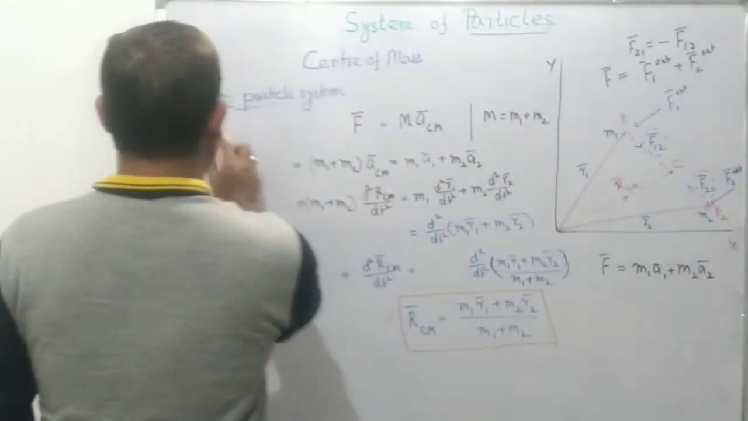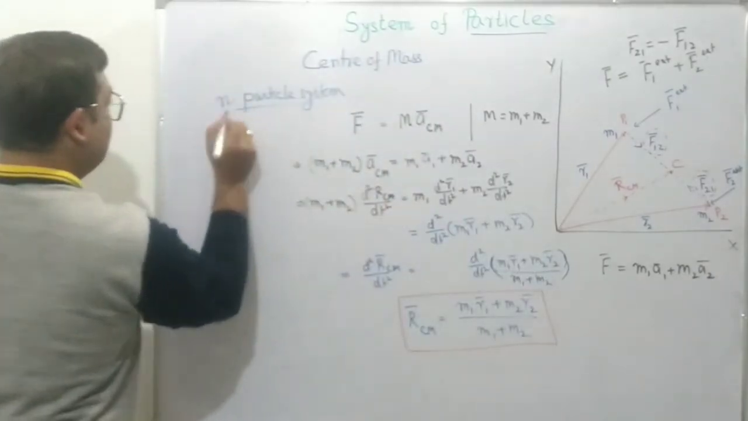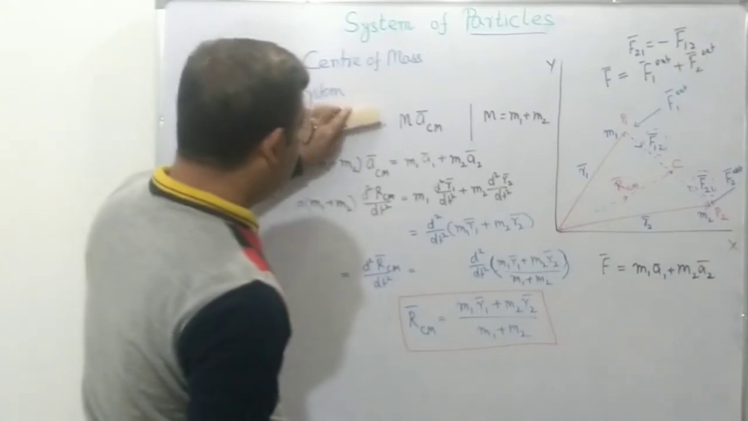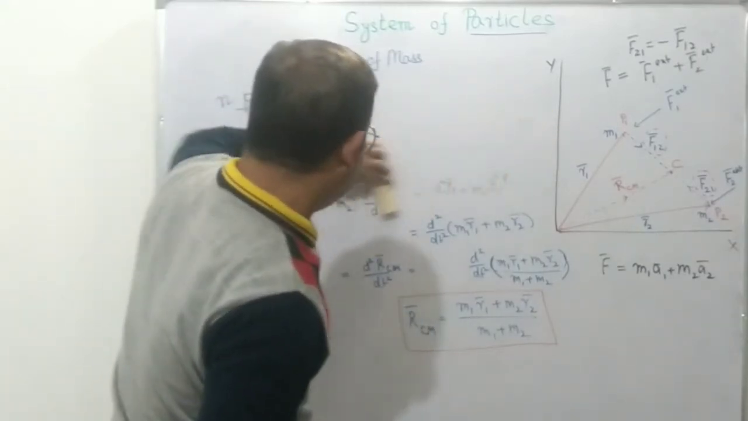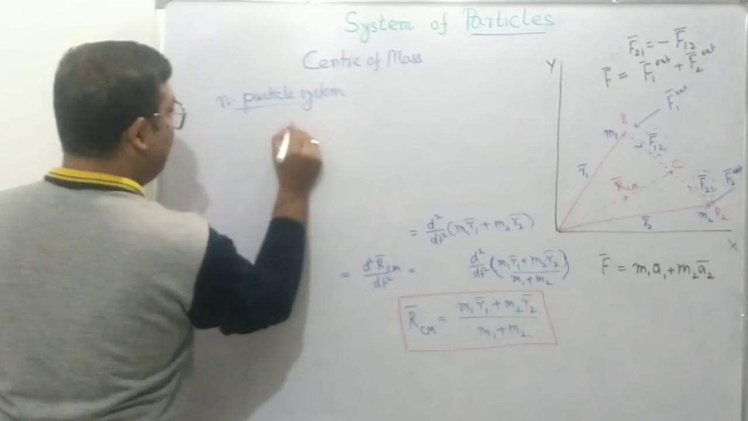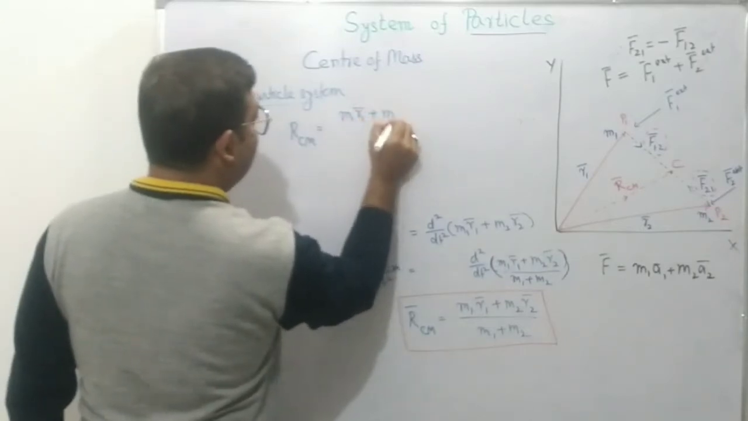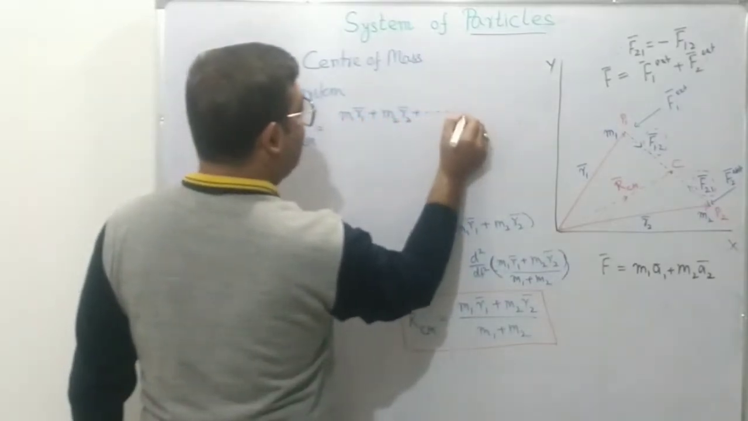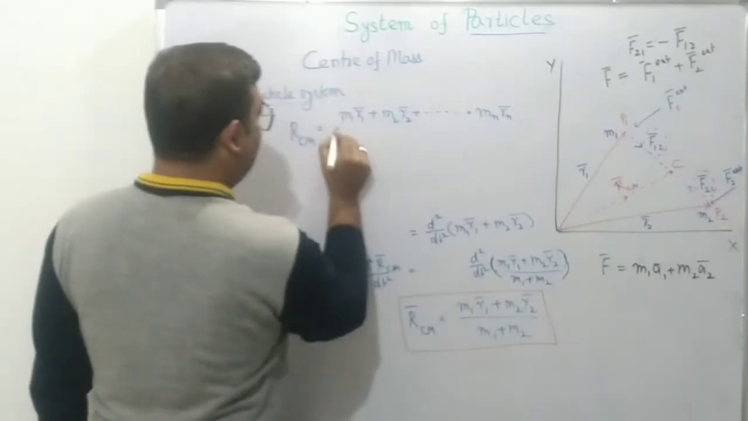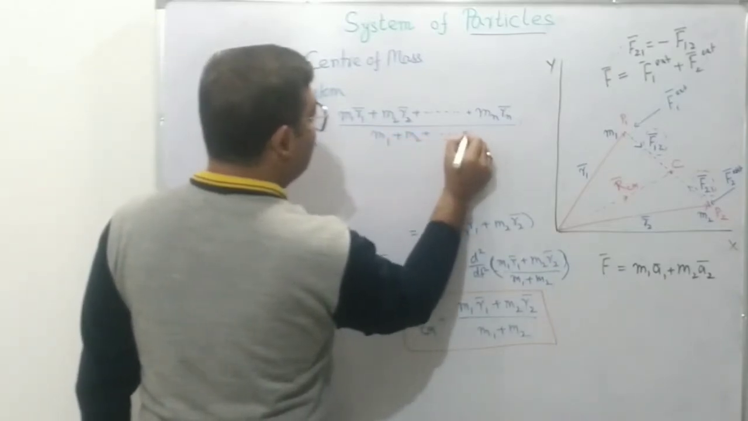So if instead of a two particle system we were given an arbitrary system having, say, n number of particles, similar analysis can be taken and we will get that the center of mass for the n particle system can simply be given by R_CM equal to m1 r1 plus m2 r2 plus, keep on adding all the terms till we get the nth term, mn rn, whole thing divided by the sum of the masses, m1 plus m2 plus mn.